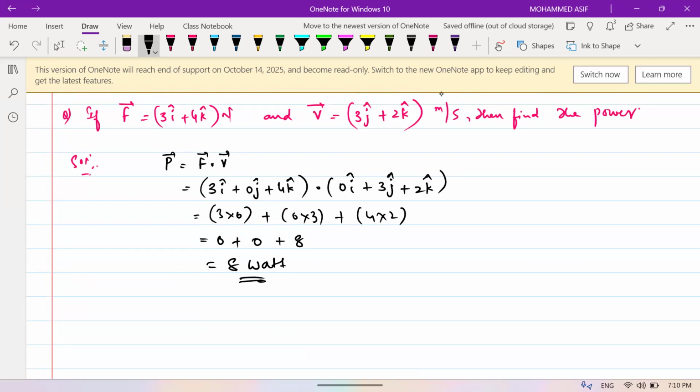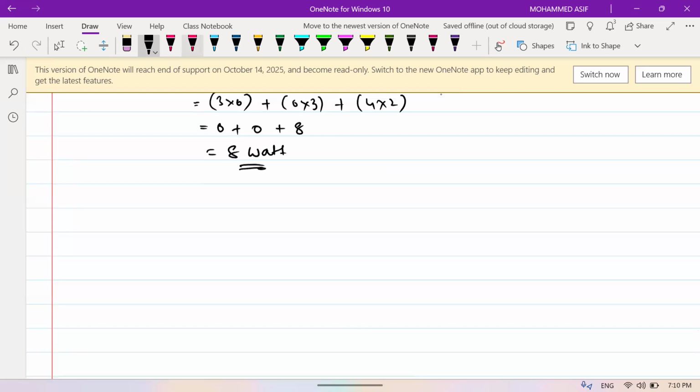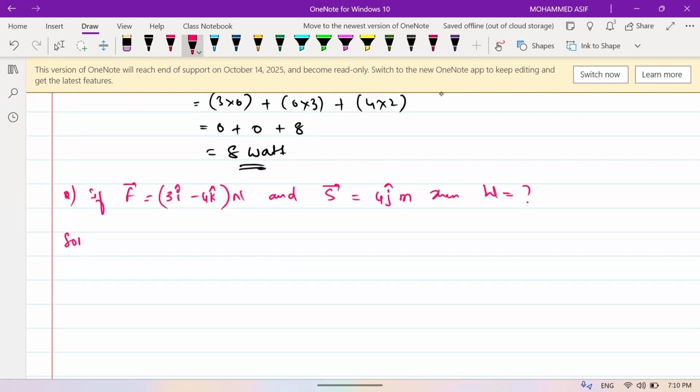Very good. So next question. If F bar is equal to 3 i cap minus 4 k cap Newton and displacement S bar is equal to 4 j cap meters, then work done W is equal to how much? One word answer.